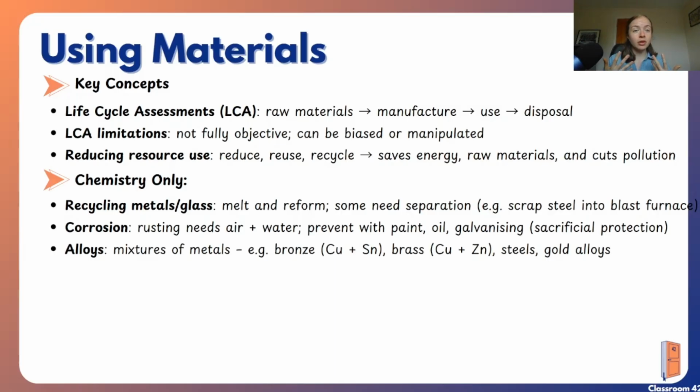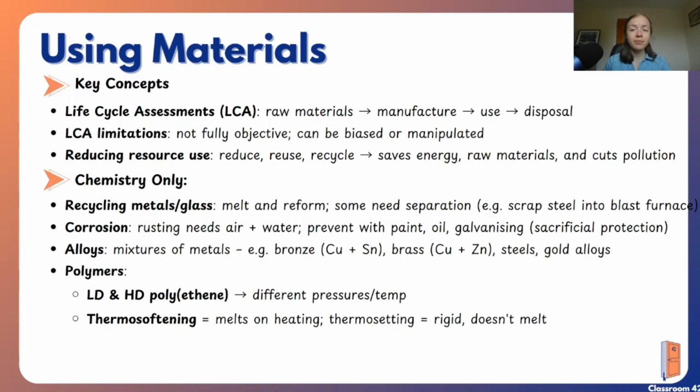You also need to be able to appreciate the use of alloys, so those are mixtures of metals such as bronze, brass, steel and gold alloys. You need to be able to understand what those are and what their uses can be. And the same thing with polymers, so you've got low density and high density polyethylene, which are made by putting organic molecules under different pressures and temperatures, and then also the principle of thermosoftening, which is where they're melted on heating, and thermosetting, which is where they're made more rigid and won't melt. So these are ways that we can treat polymers differently in order to produce very different materials.